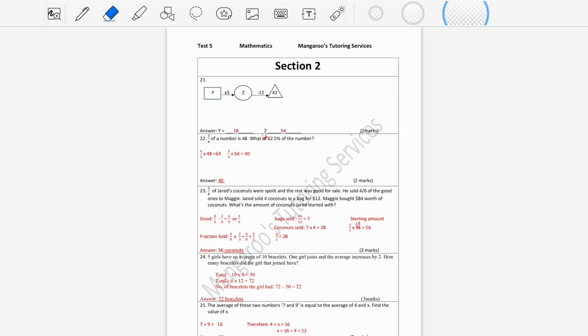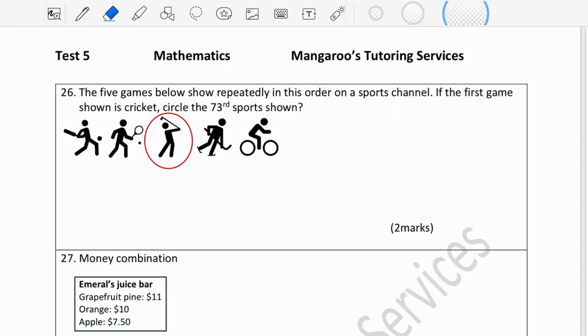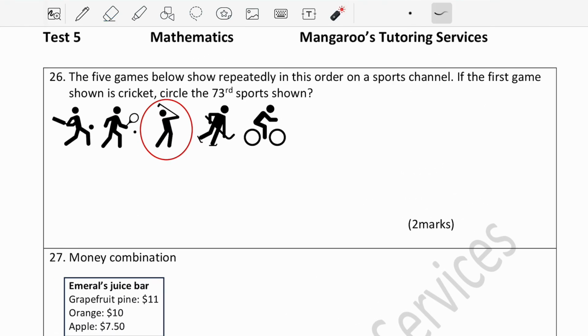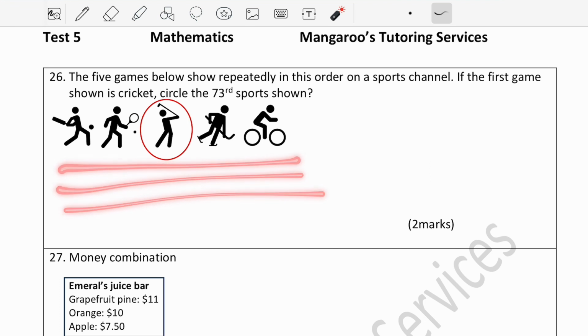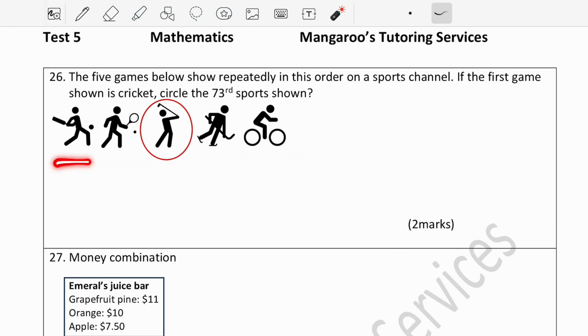Number 26. So here we have a pattern question. These show in a repeated order, right? And then it goes again and again, etc. So it starts with cricket. We need to find the 73rd sport that was shown. So all we need to do is count how many items in the core pattern that is being repeated. So that's 5, right? 1, 2, 3, 4, 5.